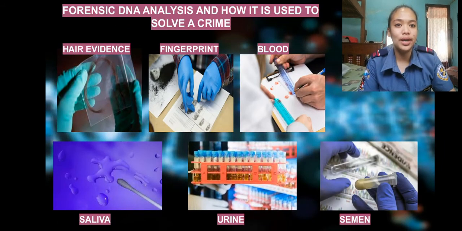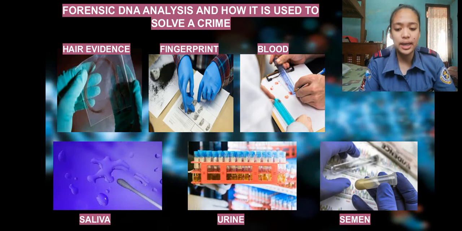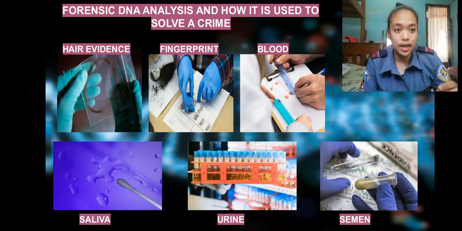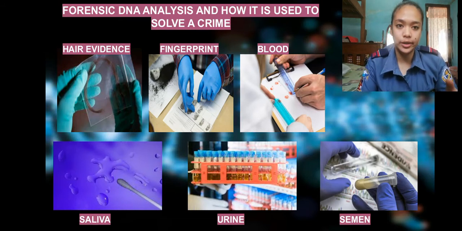So next is the forensic DNA analysis and how it is used to solve crime. So meron dyan mga hair evidence, fingerprint, blood, saliva, urine, and semen, and those are all biological evidence that can undergo DNA analysis at nagko-contain din yan ng mga cell. Lahat yan. So, unang-una is in cases where there are suspects to be identified, a sample of that person's DNA can be compared to the evidence from the crime scene na nakolekta. And the result of this comparison may help to establish if the suspect committed the crime.